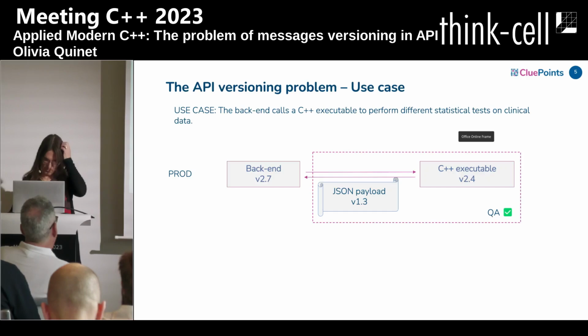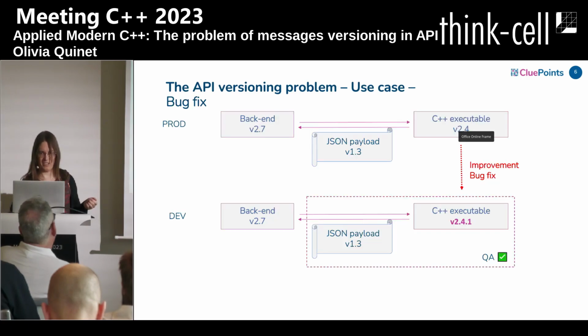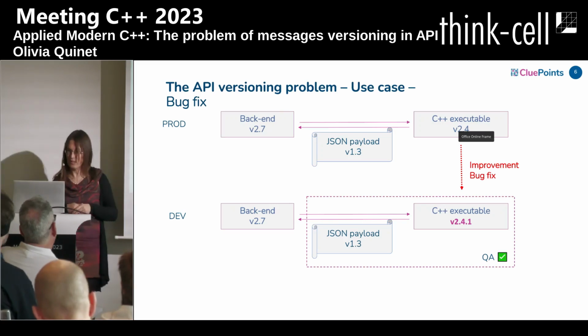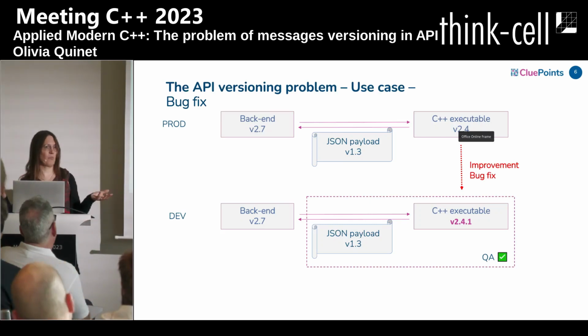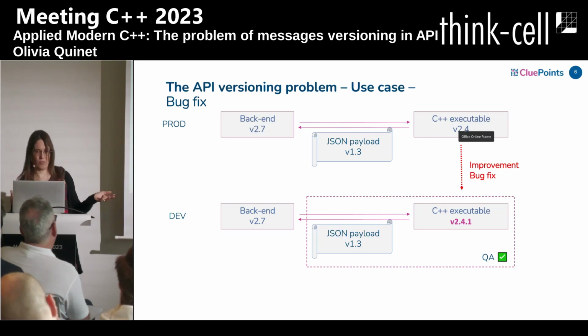So, that works fine if it stays like that forever, but you know, life happens, and so we have changes. For example, one of those changes is a bug fix on the C++ side. So we need to change the version of the executable. Fortunately, the payload doesn't change, the backend doesn't need to change. So it's fine, that's an easy case.